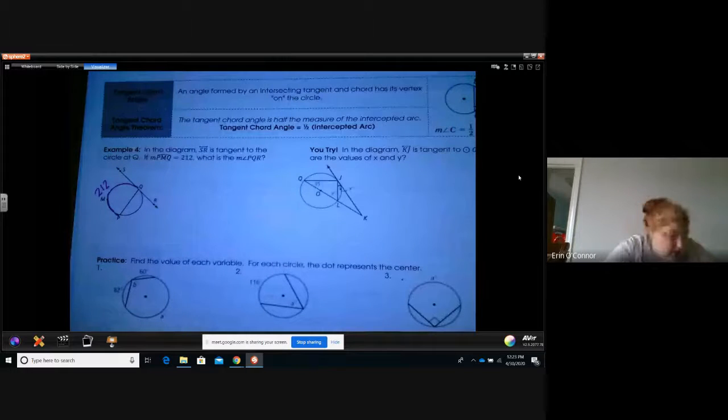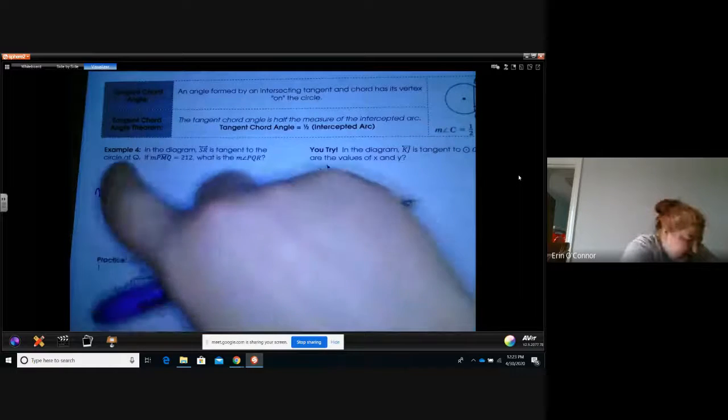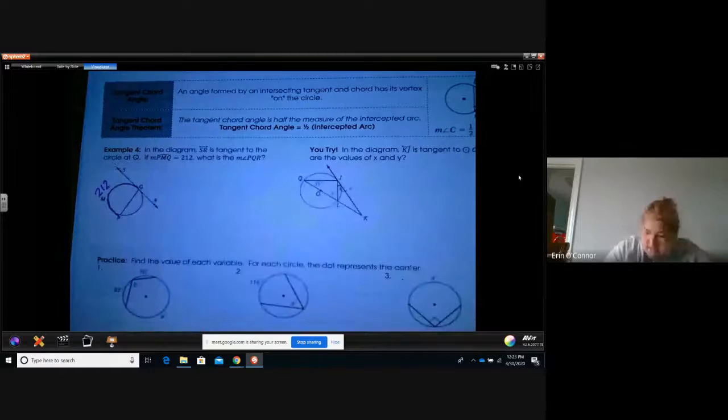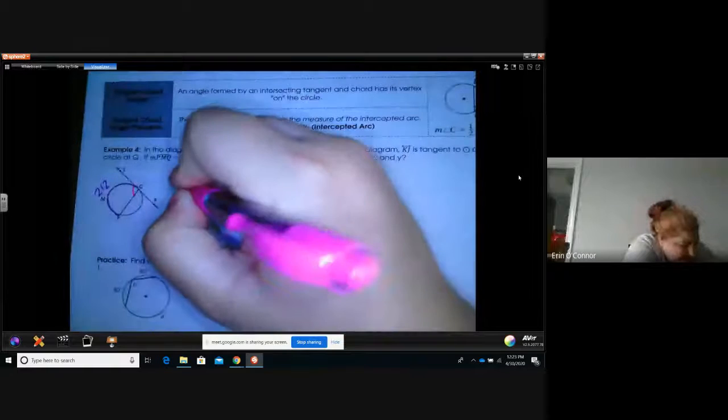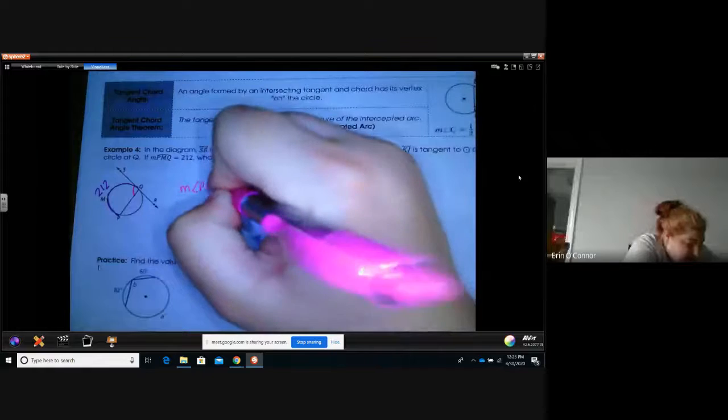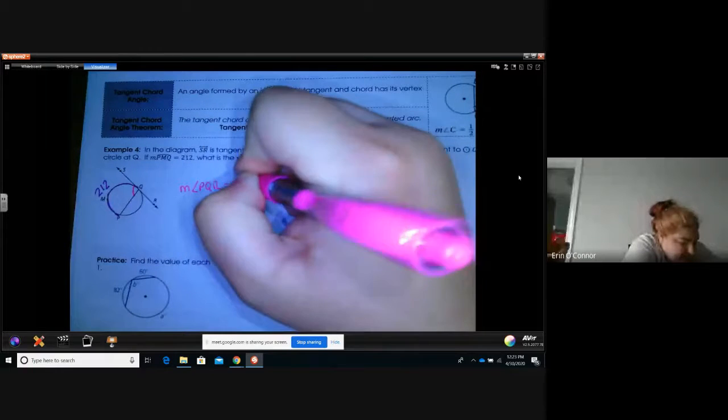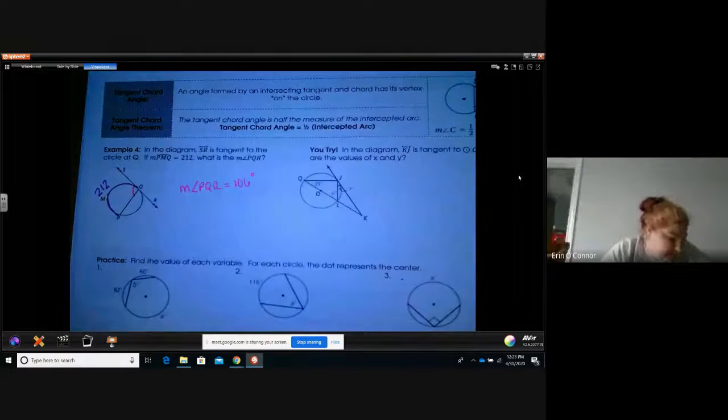What is the measure of PQR? So this angle in this arc. Well, like we said, it's going to be half of it. So this angle right here, half of that, or the measure of angle PQR is equal to 106 degrees. Remember, half.